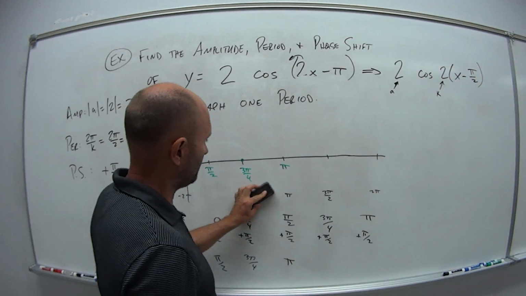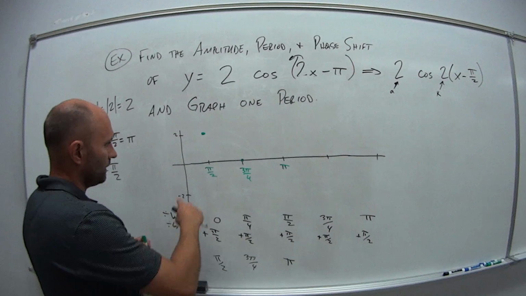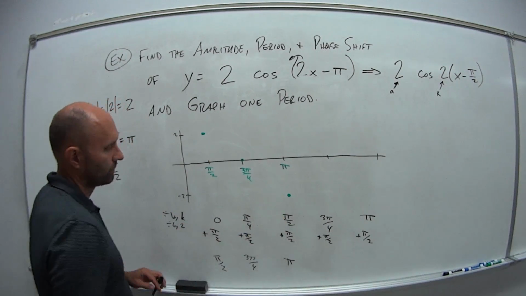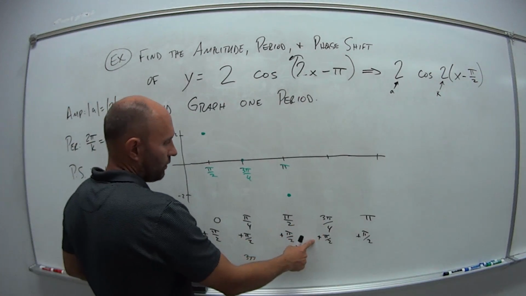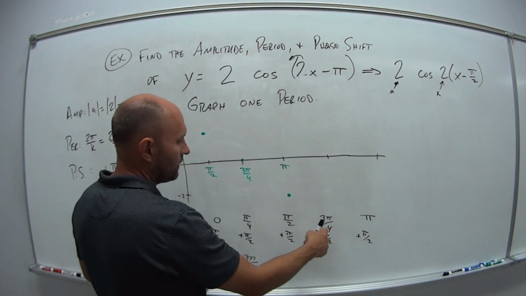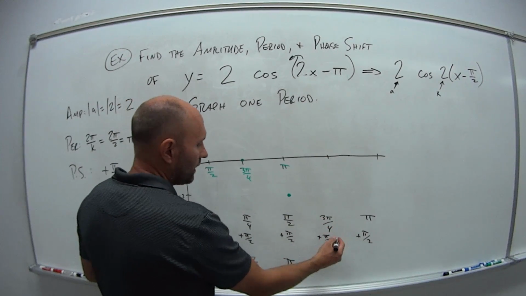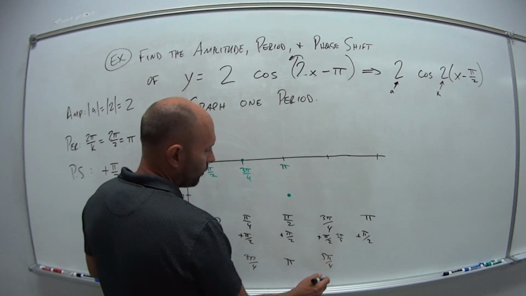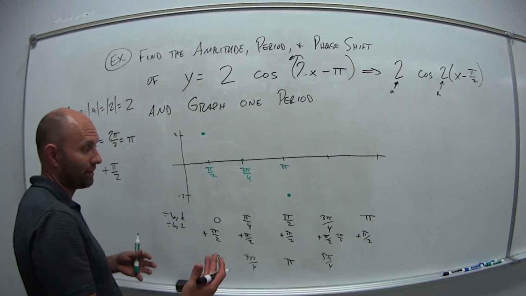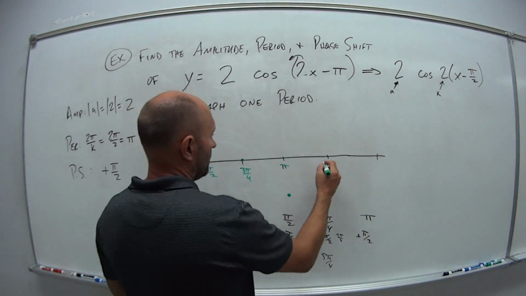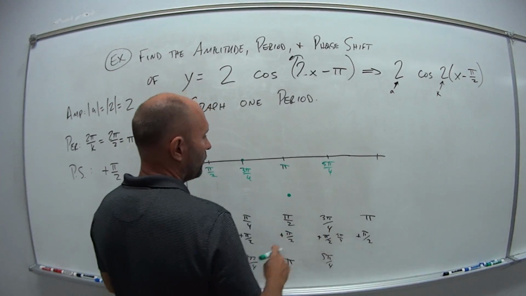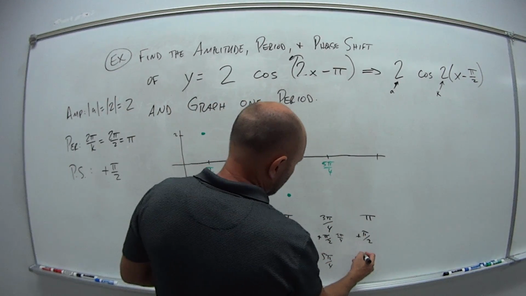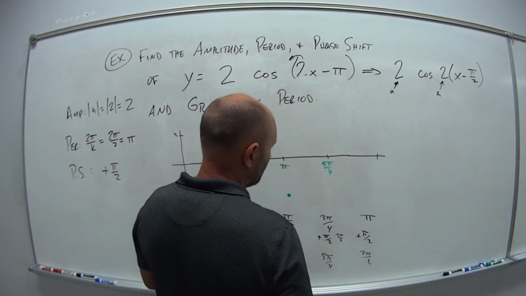I'm going to erase this top line right now. And again, it's coming down 2 units because that's our amplitude. And then 3 pi over 4 plus pi over 2, that's like 3 pi over 4 plus 2 pi over 4, which is 5 pi over 4. Again, if you need help with the fraction math, let me know. I can help you out. So 5 pi over 4. And then lastly, pi plus pi over 2 is 3 pi over 2.